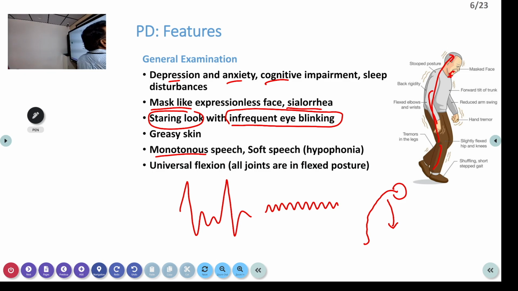They have a forward tilt and they may have a forward fall also, whereas in Parkinson plus syndrome, back rigidity is classical, so they can have a backward tilt and backward fall.